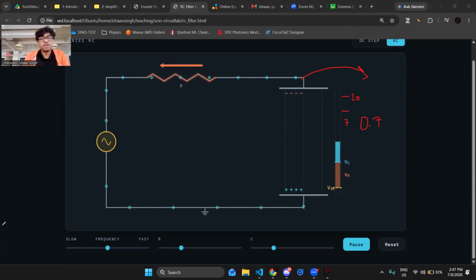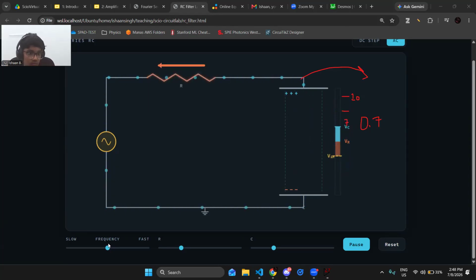So if I increase the frequency, if I move this knob at the bottom left up, will we expect that to decrease or increase? Will more get through or will less get through? Decrease. More get through. Less. So Ishan said decrease. Why do you think decrease?